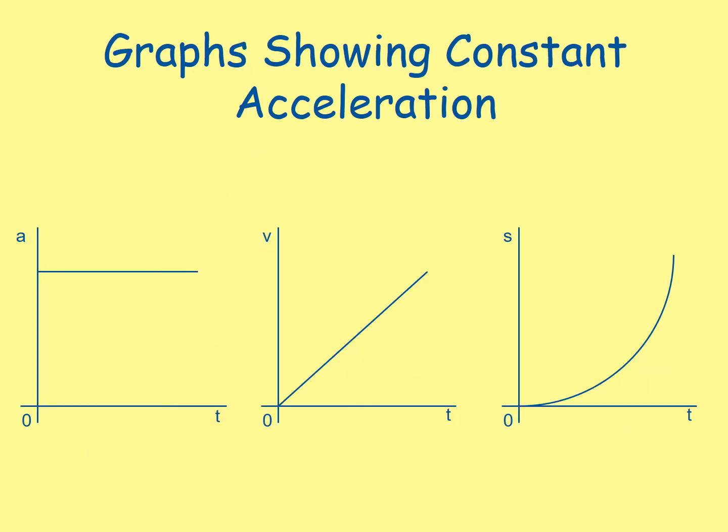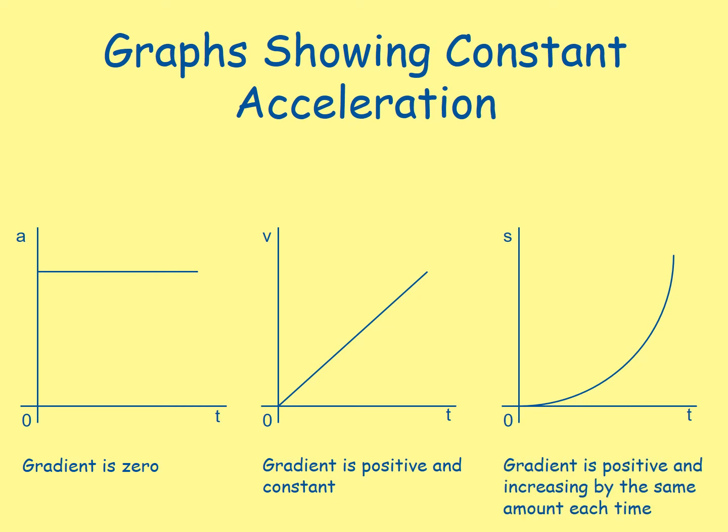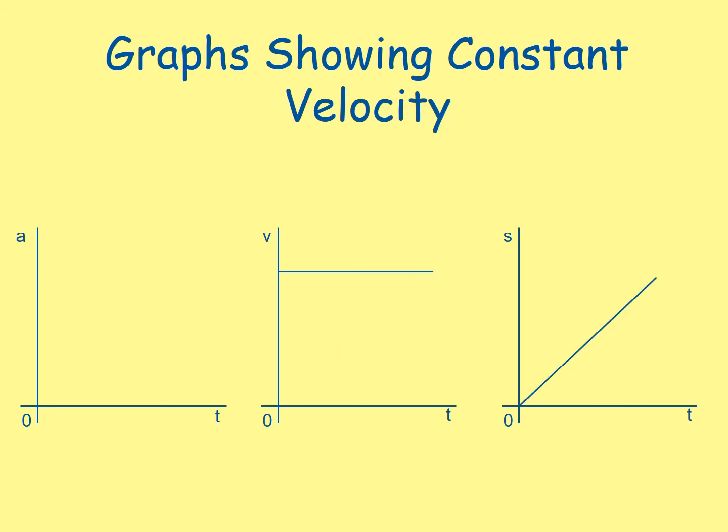Here are three graphs showing constant acceleration. The first one is an acceleration time graph where the gradient is 0. The second one is a velocity time graph where the gradient of the line is positive and constant. And the third is a displacement time graph where the gradient is both positive and increasing by the same amount each time.